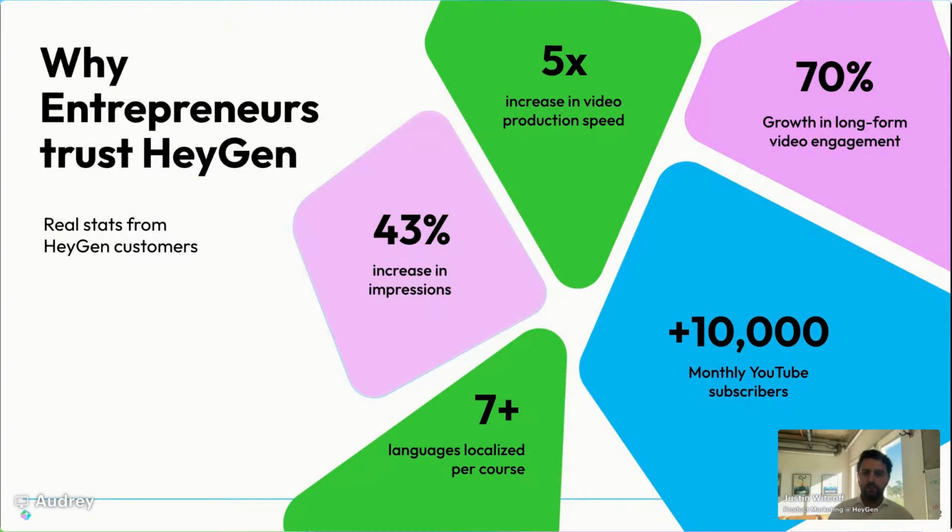So why should you guys trust HeyGen? Why do entrepreneurs trust us in general? Some of the stats, I think, speak for themselves. From our customers, from what we've heard, and each of us, by the way, speaks with hundreds of customers per year, we've seen customers tend to see a 43% increase in impressions, a 5x increase in video production speed, a 70% growth in long-form video engagement, over 10,000 additional YouTube subscribers, and they typically translate their language into upwards of 7 languages per course.